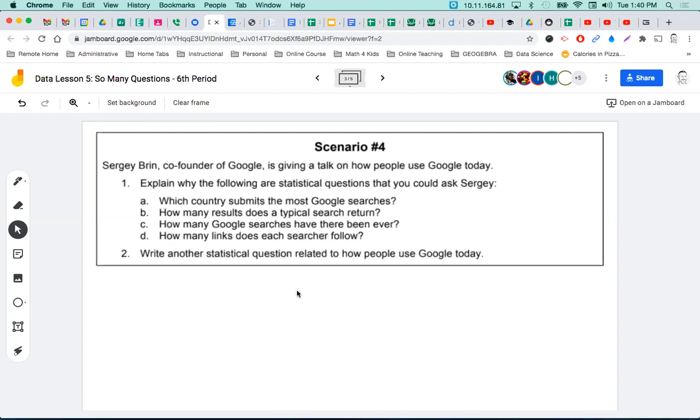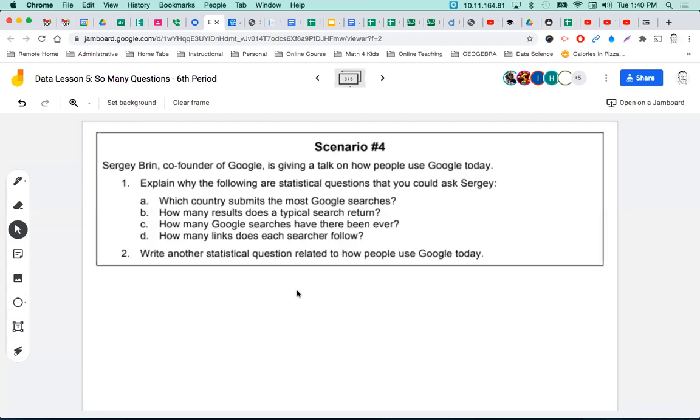So if you want to know which country submits the most, you'd have to look at all of the data and compare it. One country would come out on top. You have to categorize it all into which country each search came from.